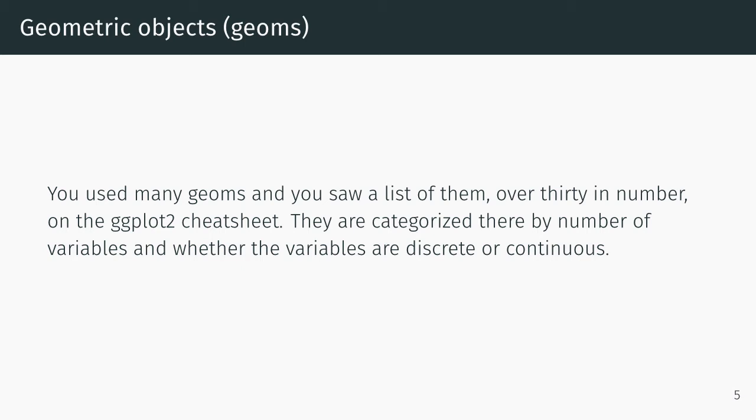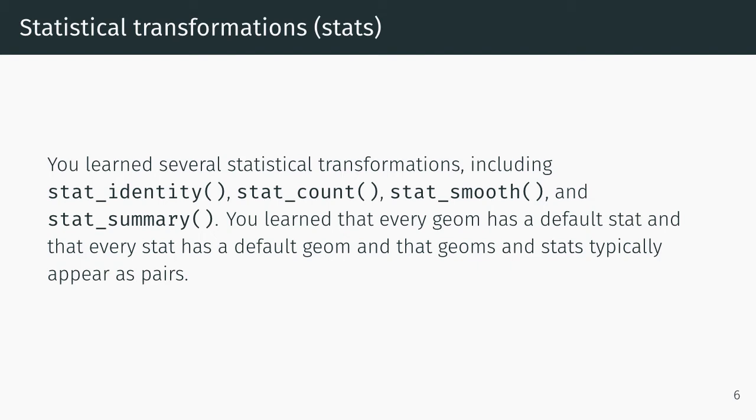The geometric objects, or geoms, you've used, and you've seen a list of them, over 30 of them, on the ggplot2 cheat sheet, and they're categorized there by the number of variables and whether the variables are discrete or continuous. You learned several statistical transformations, or stats, including stat identity, stat count, stat smooth, and stat summary. And you learned that every geom has a default stat and that every stat has a default geom, and that geoms and stats typically appear as pairs.